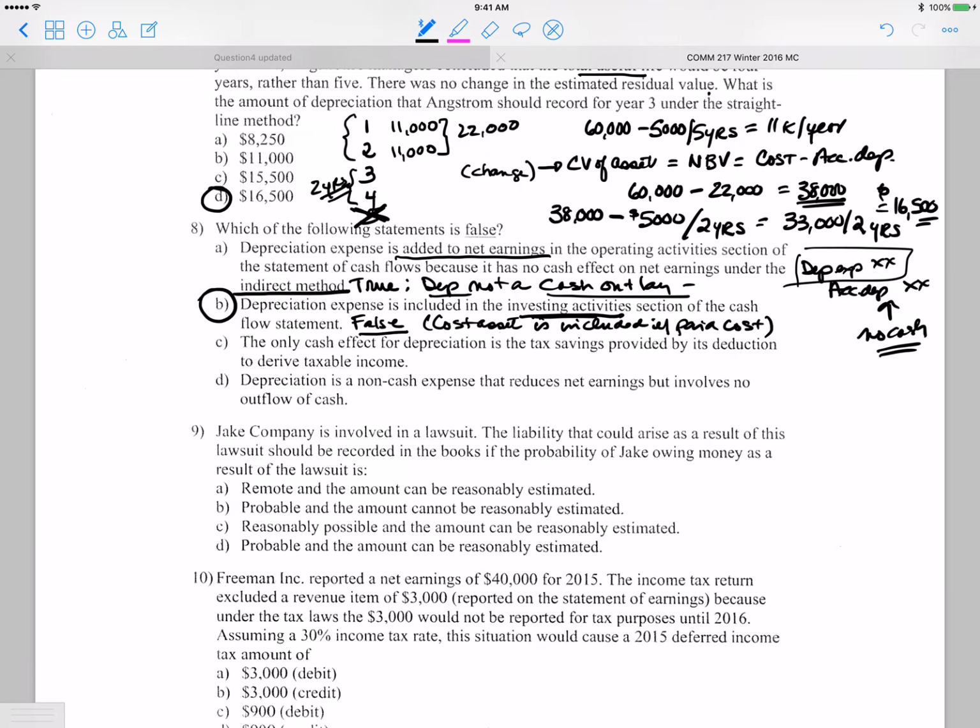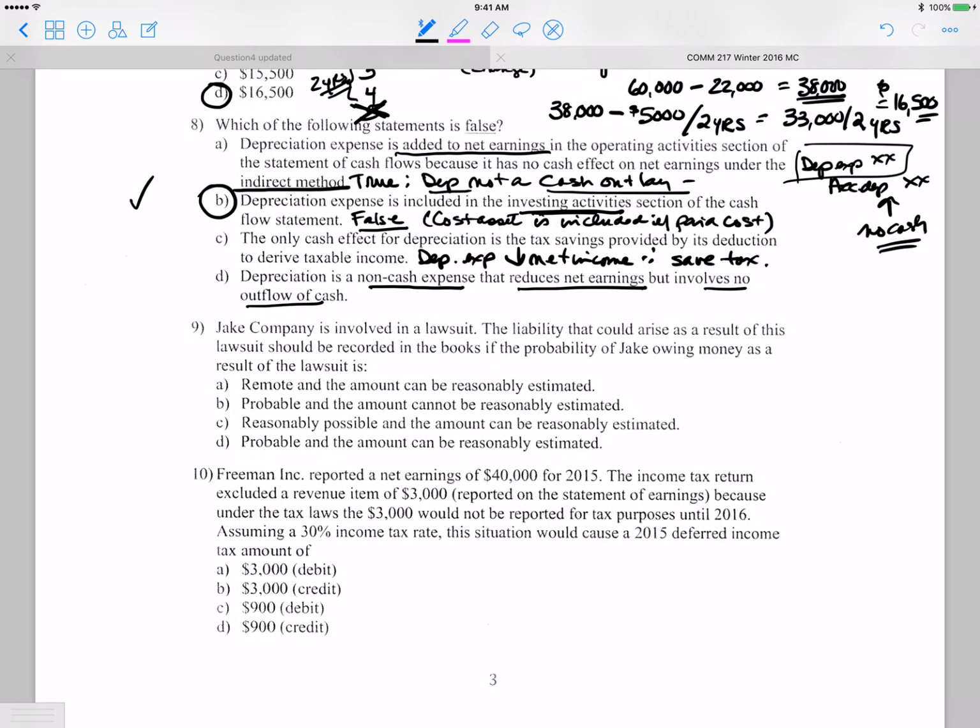So let's just see if the other two are true. The only cash effect for depreciation is the tax savings provided by its deduction to derive taxable income. And this is true. Depreciation expense reduces net income. Therefore, you save tax. The more depreciation expense you have, the less taxes you pay because it decreases net income. So that's true for D. Depreciation is a non-cash expense that reduces net earnings but involves no outflow of cash. So this is true. So the answer is B.